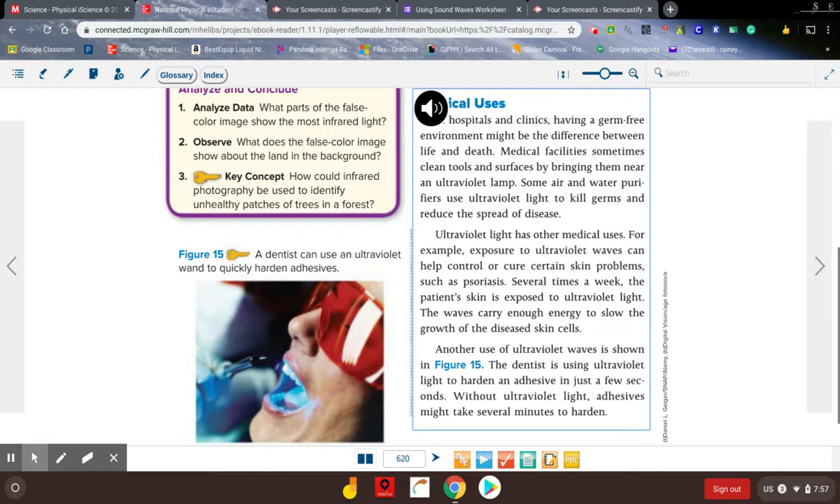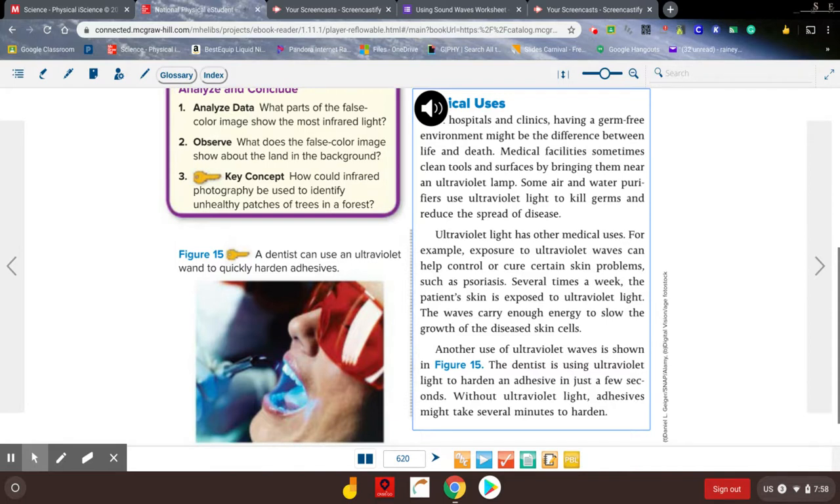Ultraviolet light has other medical uses. For example, exposure to ultraviolet waves can help control or cure certain skin problems, such as psoriasis. Several times a week, the patient's skin is exposed to ultraviolet light. The waves carry enough energy to slow the growth of the diseased skin cells.